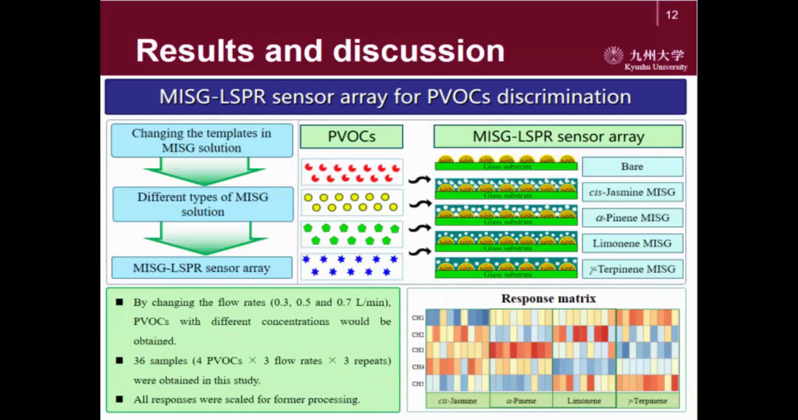And this slide shows the MISG LSPR sensor array fabrication. By changing the template in the MISG solution, we can get different types of MISG solution. And by coating them, we can get different channels. In this study, we have 5 channels. One is bare, and the other 4 types of PVOCs have 4 channels. After that, by controlling the flow rate, we can get different concentrations of gas, and all the response metrics were scaled for further processing.